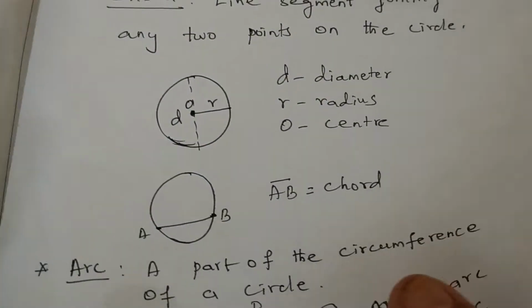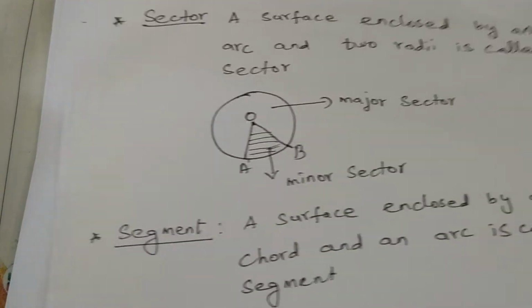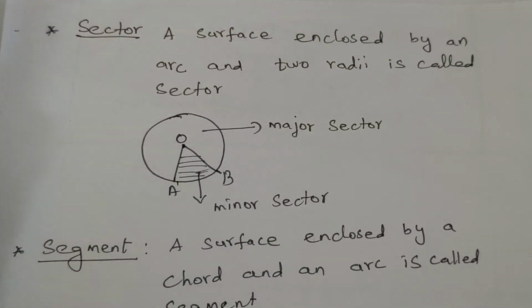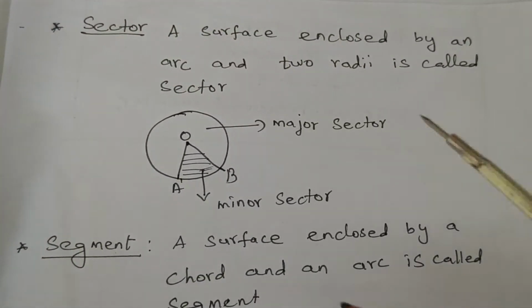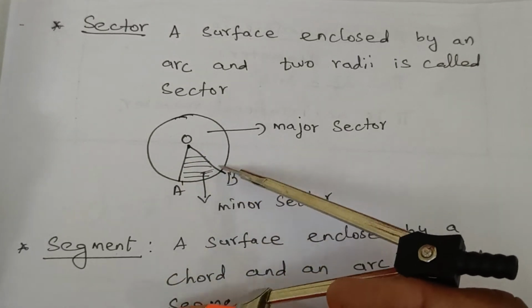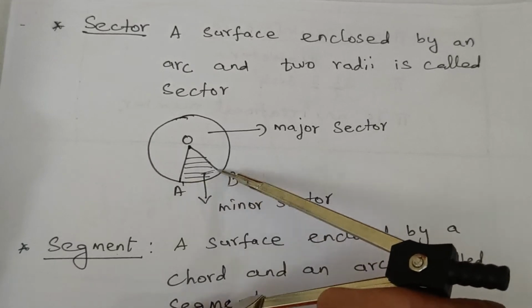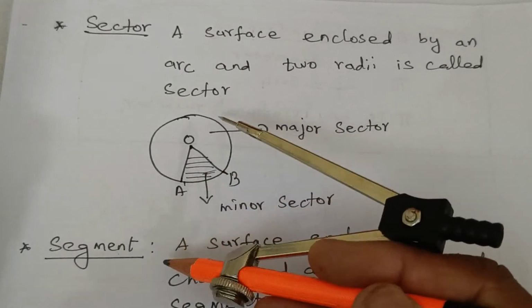Okay. Now, we'll see about the other few more parts of a circle, which is called sector. A sector is nothing but a surface enclosed by an arc. We know what is an arc. An arc is like a broken piece of a bangle. See, this is a broken piece. An arc and 2 radii.